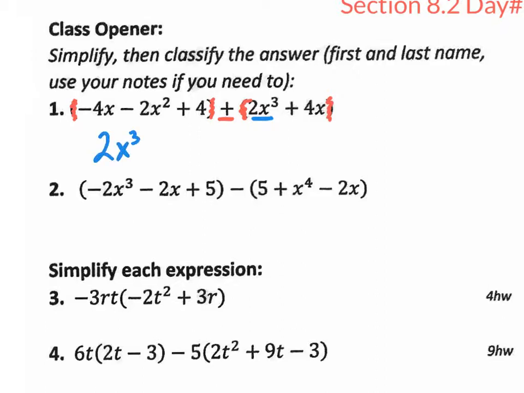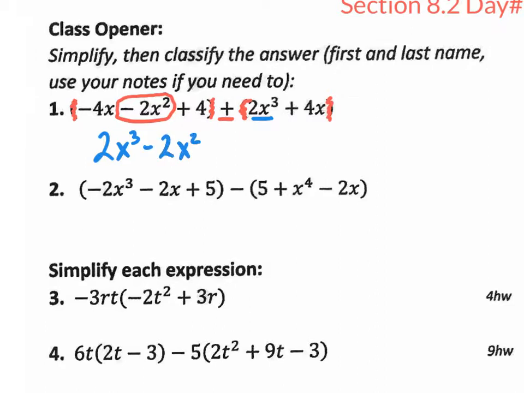Let's move on to the next highest exponent, which would be the x squared. So we really do have a negative 2x squared right here. And if we look for the other x squared, there is no other x squared. So that has to come down next. Okay, so let's write it, negative 2x squared right there.